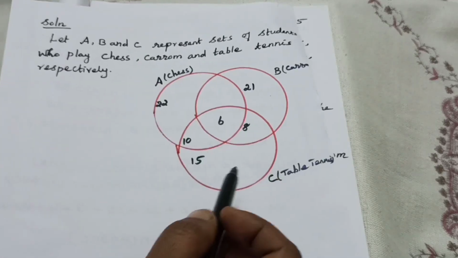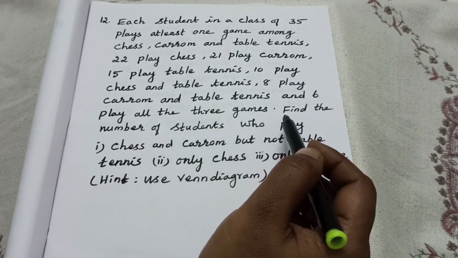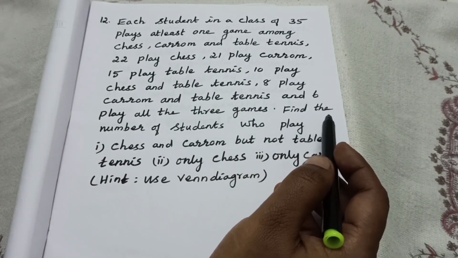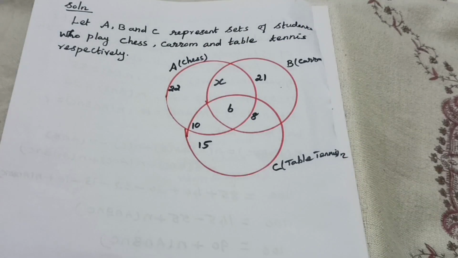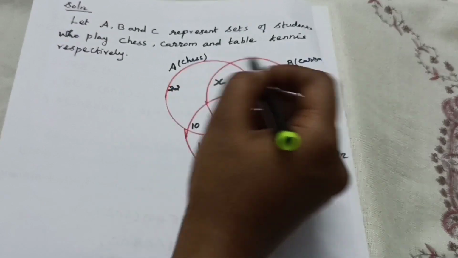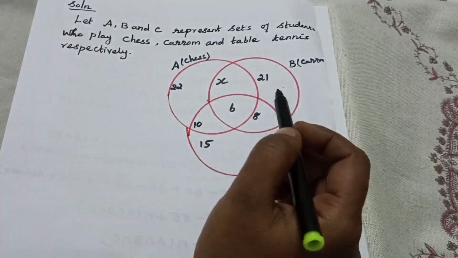Okay. Then chess and carom, how many of them? Here it's not given, isn't it? So in that place we have to take X. We don't know how many play chess and carom, so we have to take X.